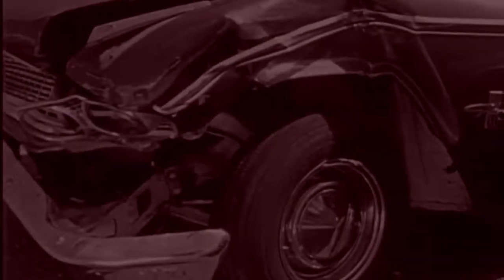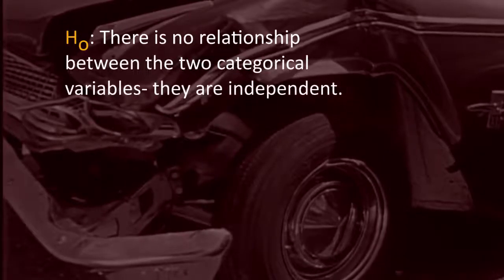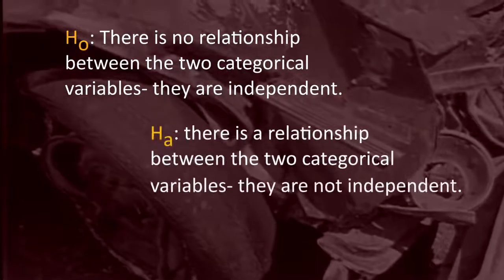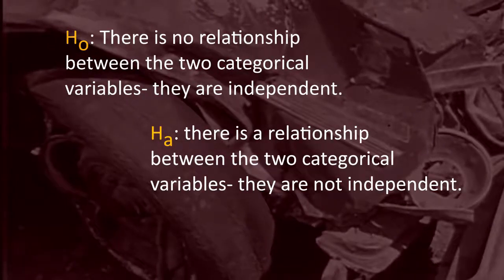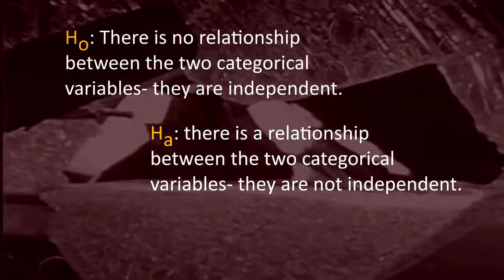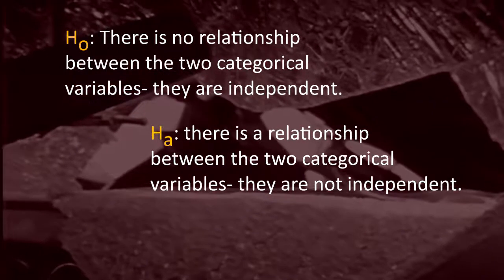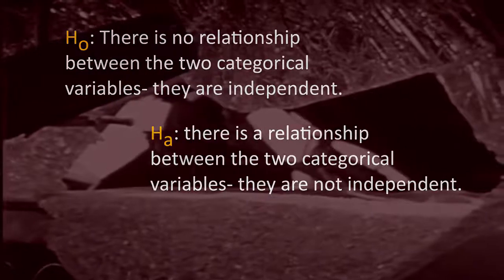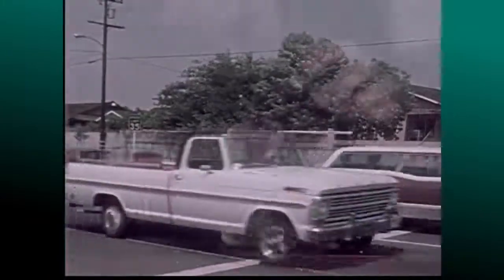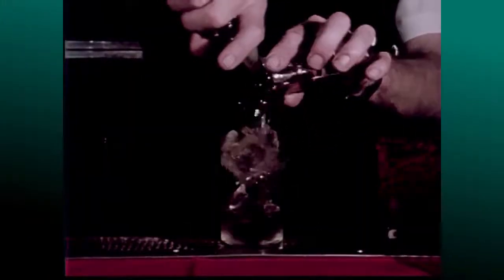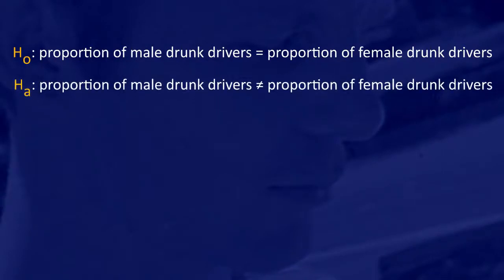Here are other ways that the null and alternate hypothesis can be stated for a chi-square test of independence. There is no relationship between the two categorical variables. They are independent. Or, there is a relationship between the two categorical variables. They are not independent. Algebraically, independence between gender and driving drunk is equivalent to having equal proportions of who drank or did not drink for males versus females. In fact, the null and alternate hypothesis could be reformulated as the proportion of male drunk drivers is equal to the proportion of female drunk drivers, or the proportion of male drunk drivers is not equal to the proportion of female drunk drivers.